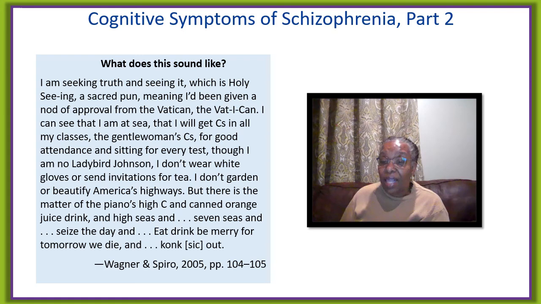That gives you an example of what we just talked about in terms of loose associations as well as derailment. It could be pretty frightening for people who are not understanding that this person might be suffering from schizophrenia.